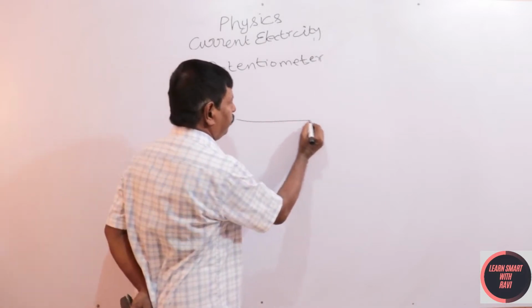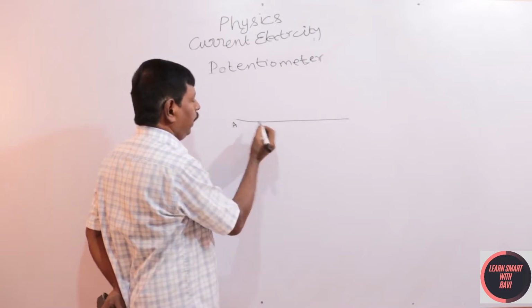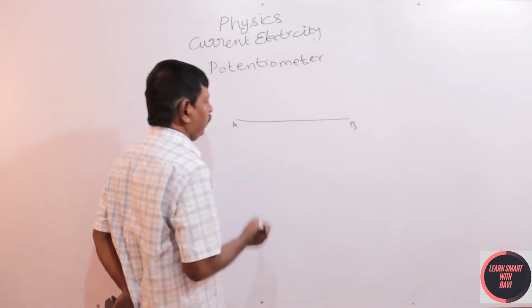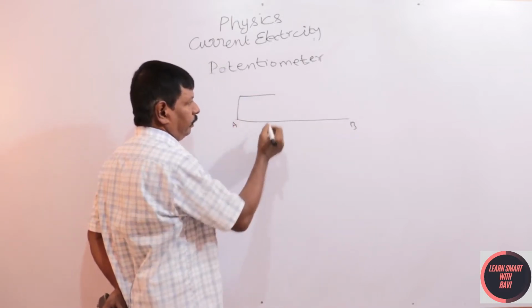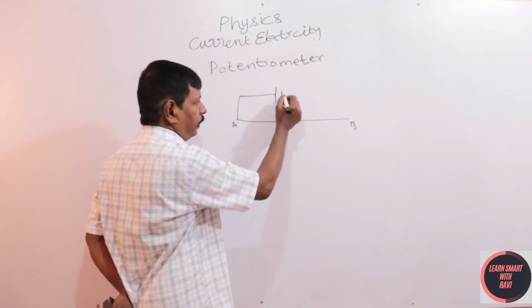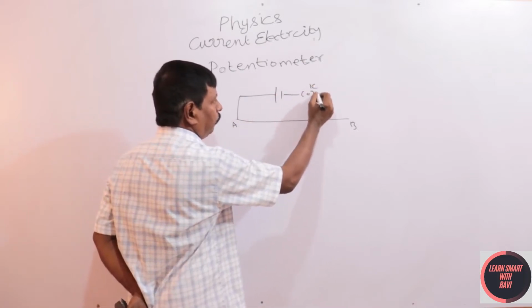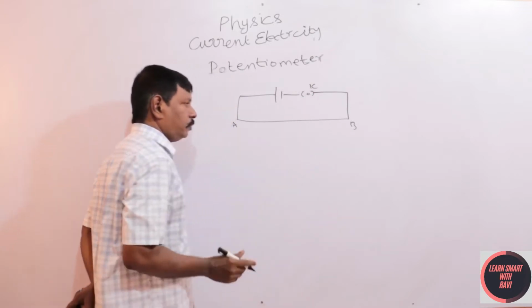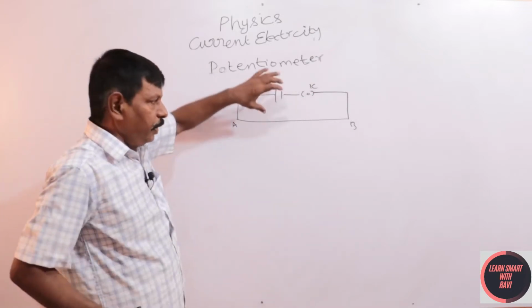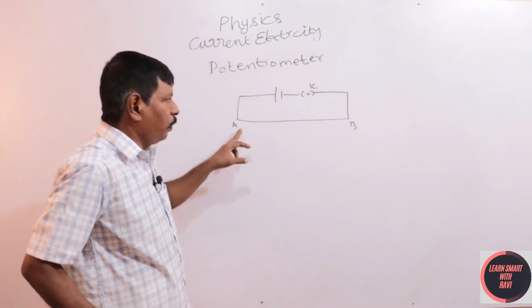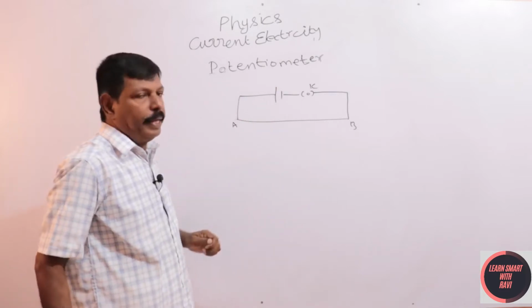இதுதான் நம்ம primary circuit அப்படின்னு சொல்கிறோம். The ends A and B of the potentiometer wire are connected with the standard cell or battery through key. This constitutes the primary circuit. The current flowing through the potentiometer wire is known as I.